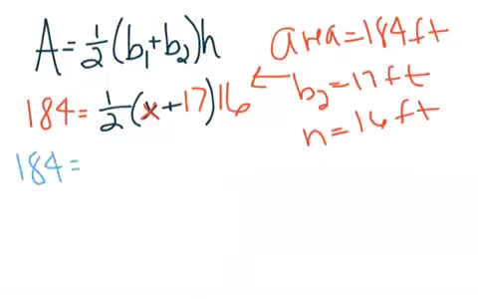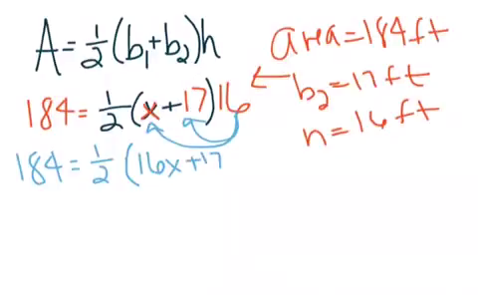So we know that area, 184, equals 1/2 times B1, or x. You're going to rename that as B1. B2 is 17 and my height is 16. So I'm going to rearrange it so it looks like this. 184 equals 1/2 times, I'm going to pull out this 16 and then distribute the 16 across the x and the 17. So that's going to be 1/2 times 16x plus, not plus 17, plus 16 times 17, which will be 272. So we now have 1/2 times 16x plus 272.